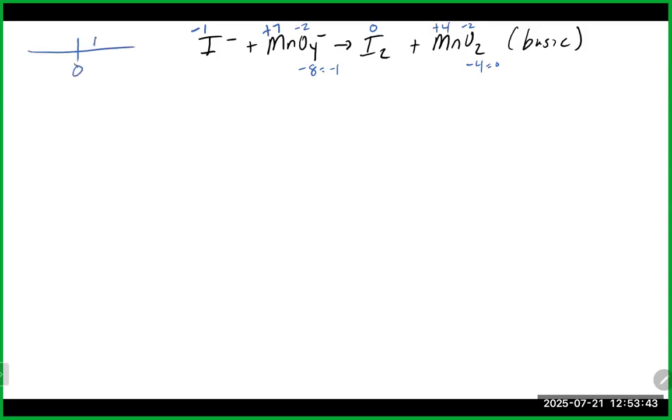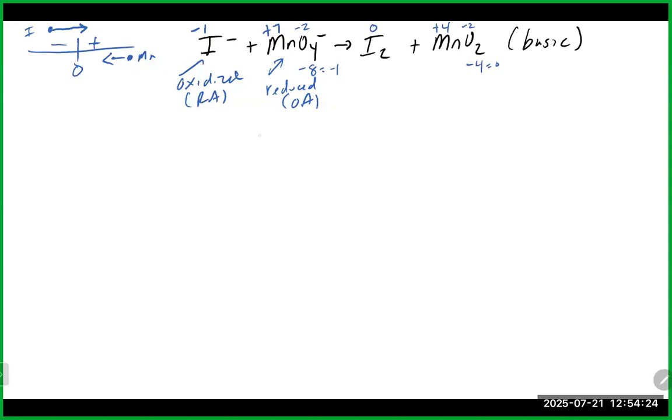If you're not sure, just go to the number line here. The I minus starts at -1 and ends at 0, so it's actually moving in the positive direction, so that is being oxidized. The Mn is starting out at +7 and ending at +4, which is moving in the negative direction and is being reduced in this case. That would mean that this is my reducing agent, and that right there is my oxidizing agent. Any questions on any of that there?